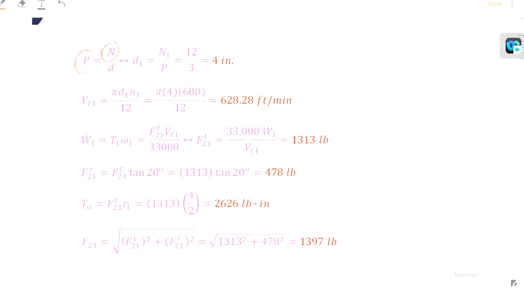So from here, we know for gear 1, N1, then we know the pitch diameter, D1, of gear 1. So after that, we could calculate the pitch line velocity.